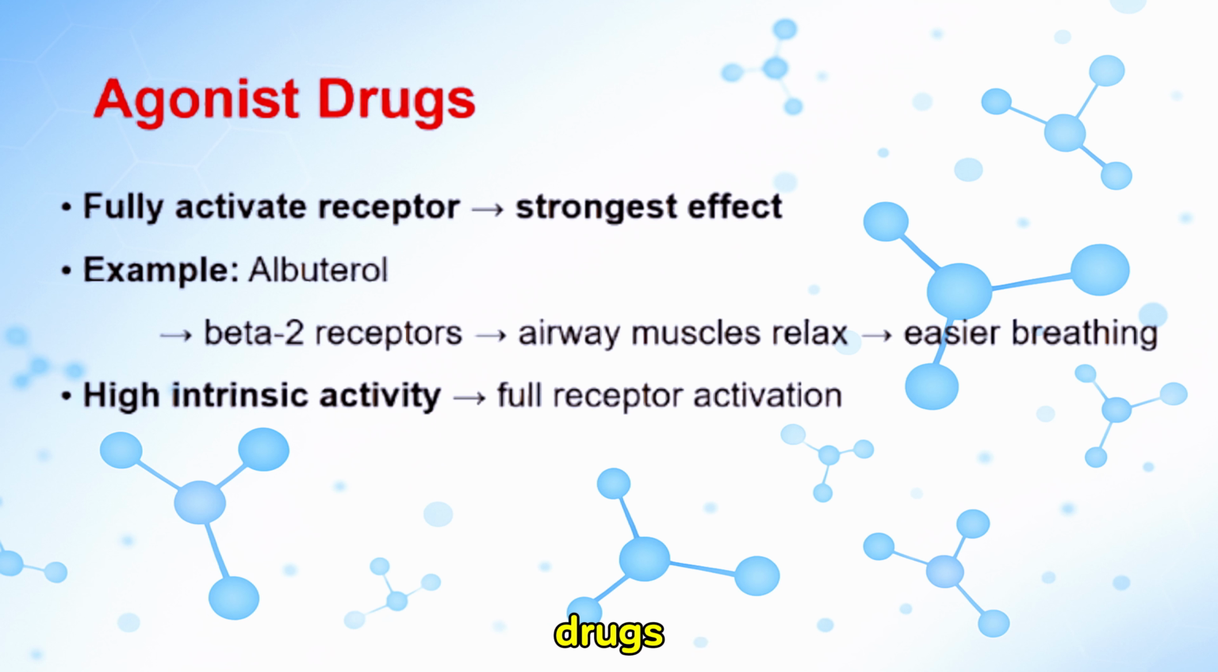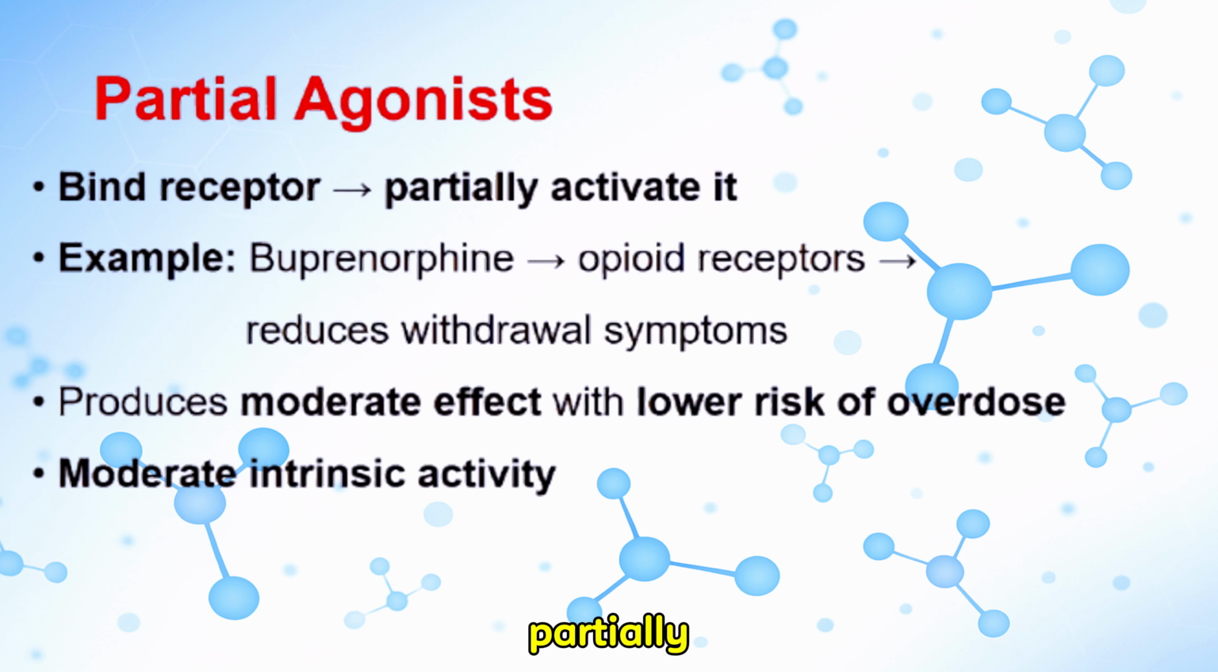Now, not all drugs go that far. Some drugs still bind to the receptor, but only partially activate it. These are known as partial agonists. One well-known partial agonist is buprenorphine. It is used in the treatment of opioid addiction. When it binds to opioid receptors, it sends a weaker signal than a full agonist, but that weaker signal is enough to reduce withdrawal symptoms, and it comes with a lower risk of overdose. This makes buprenorphine a safer option in many clinical situations.